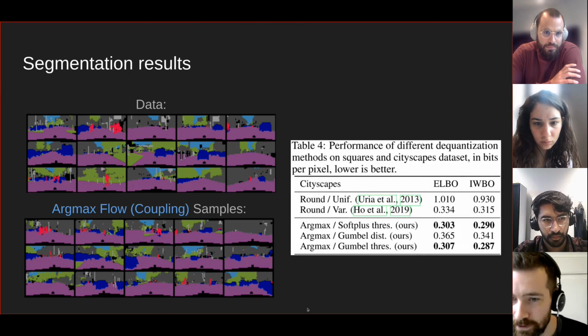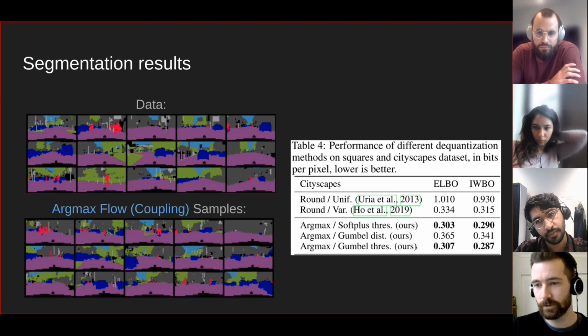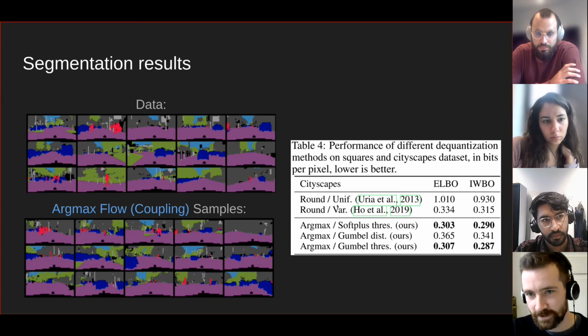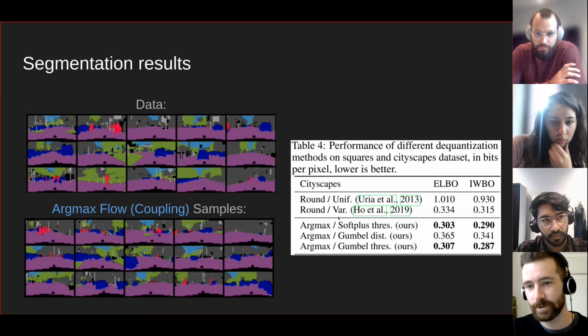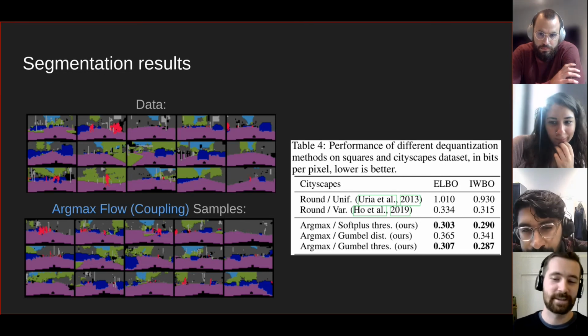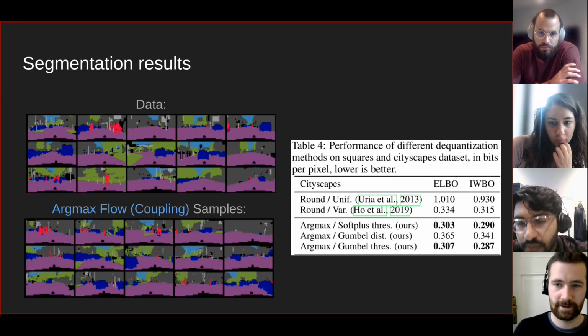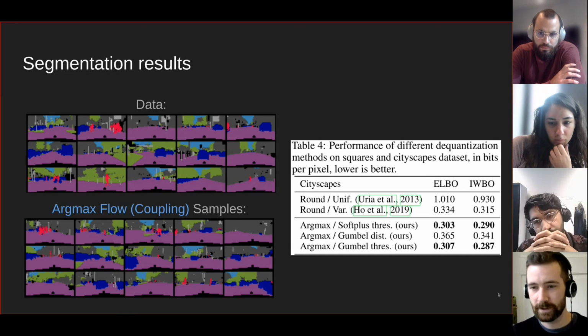Then we also compare our different encoders, so the soft plus thresholding and the Gumbel encoder and so on. And we compare those to rounding. So this is essentially dequantization, uniform dequantization and variational dequantization. And it works better than that. This is likely because it's more natural, because it doesn't really enforce an order on the categories as it happens in the dequantization case.